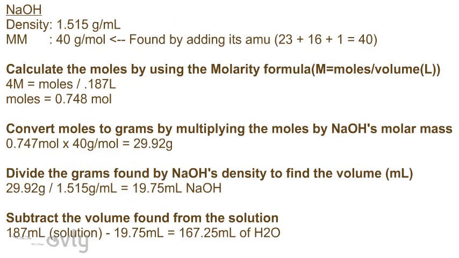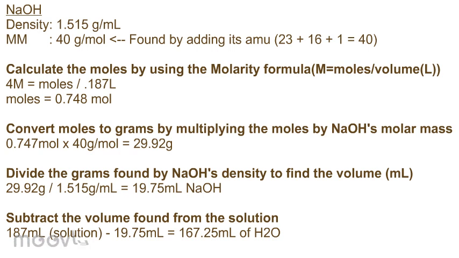Repeat the process done for the acid H2SO4 for the base NaOH. The density of NaOH is 1.515 grams per milliliter, and the molar mass is 40 grams per mole, which was found by adding its AMU, which was 23 plus 16 plus 1, which equals 40.